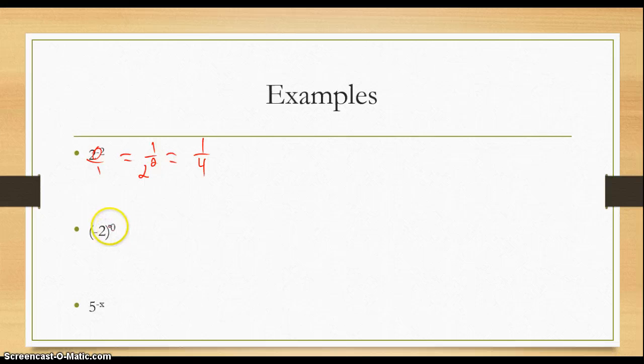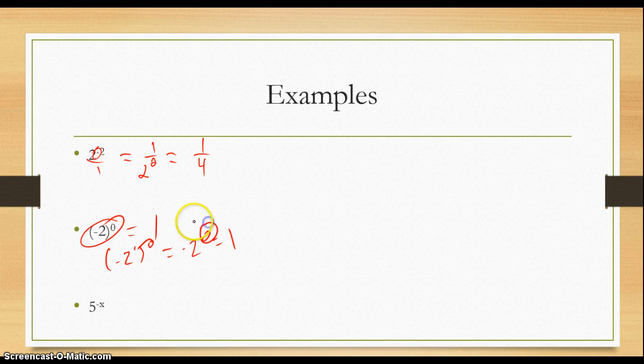Automatically, you can just put 1, because we know that negative 2 inside of the parentheses to the 0 power, anything to the 0 power, is 1. Distribute that 0: negative 2 times 0 is 0. Negative 2 to the 0 power, 1.